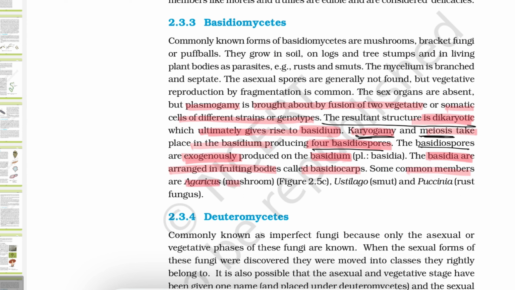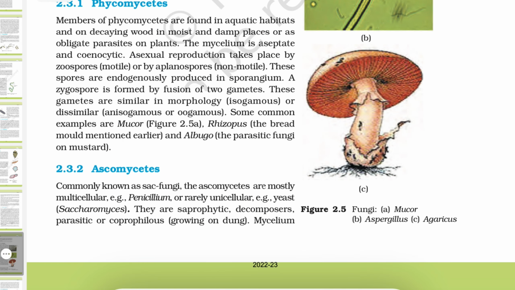Now some common examples, there are 3 examples. Agaricus, also known as mushroom. It is important that another name of the mushroom is Agaricus. Then Ustilago is also known as smut, and Puccinia is also called rust fungi. So rust is Puccinia, smut is Ustilago, and mushroom is Agaricus. In your NCERT, this is the picture of Agaricus, which is the mushroom, a Basidiomycete.